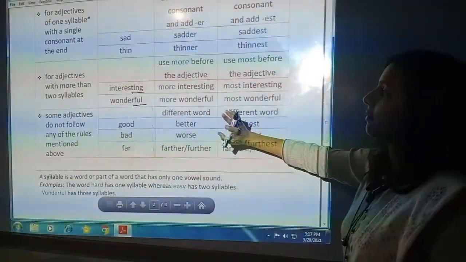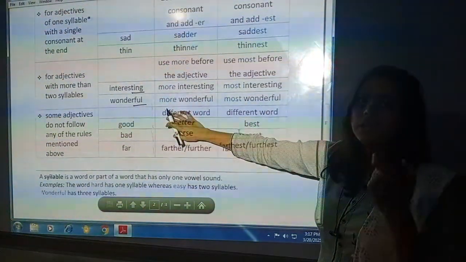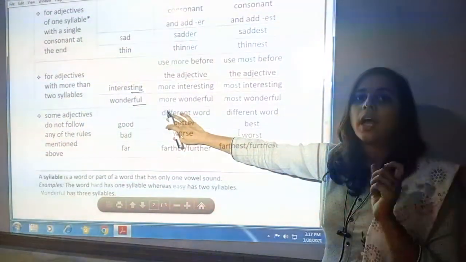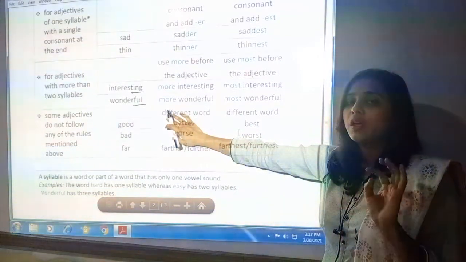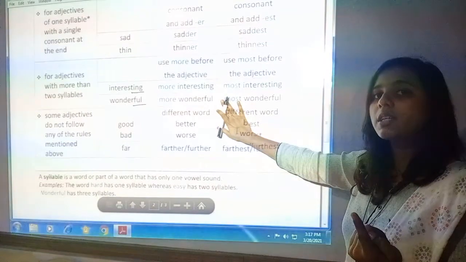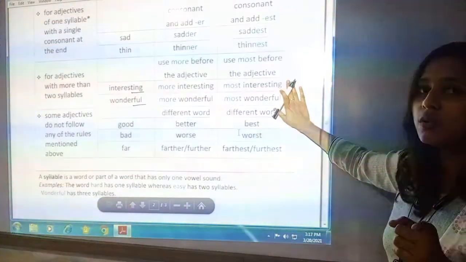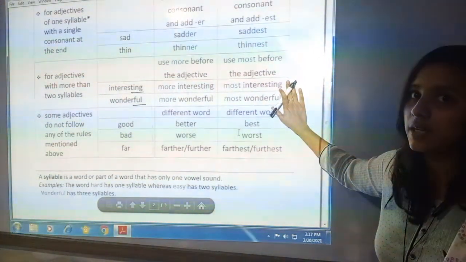So here you can see, when a suffix is already added, in interesting, -ing is added. In wonderful, -ful, that suffix has already been added. So in that case, we will add more before the adjective to convert it into the comparative degree, and we will add most before the adjective to convert it into the superlative degree.